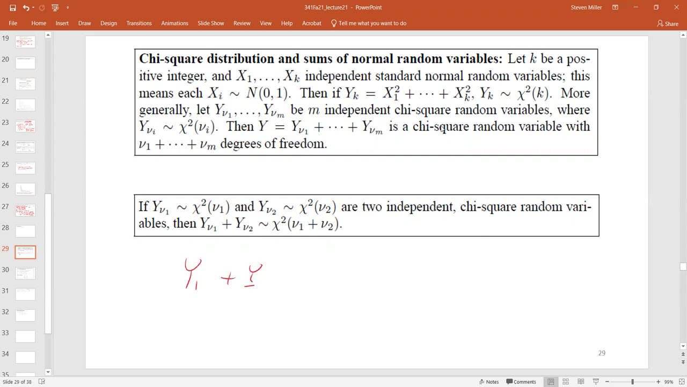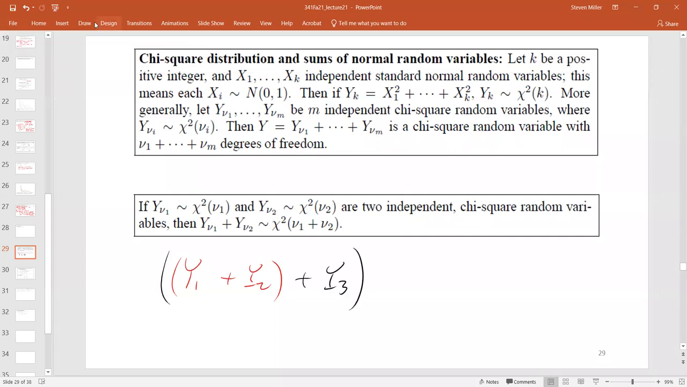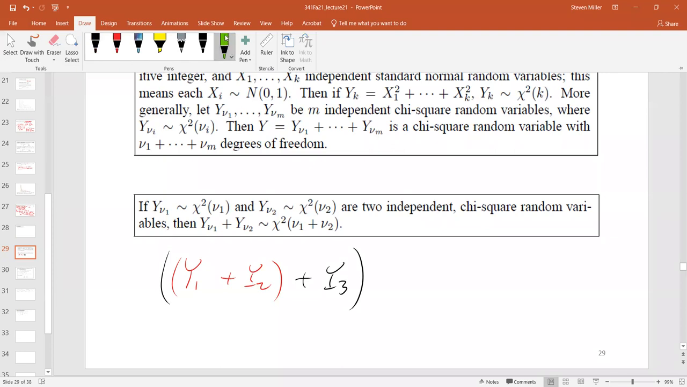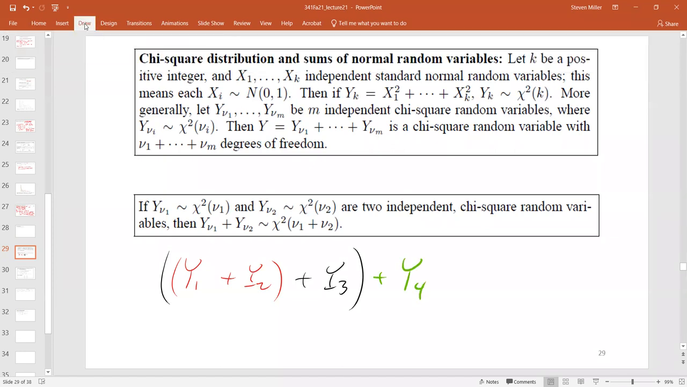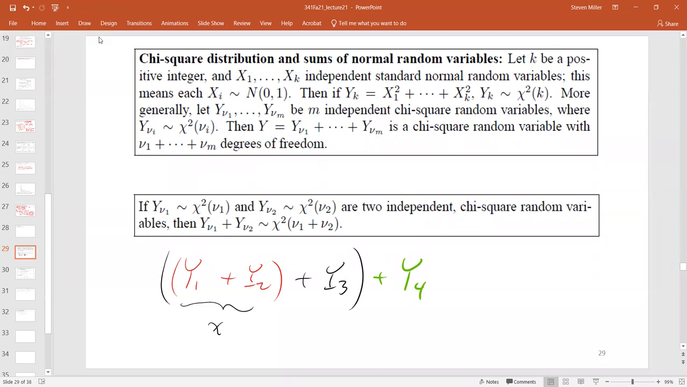So if we have y1 plus y2, I'll say plus y3 plus y4, then what we do is we just go by induction. When we sum those two, this is going to become a chi-squared with nu 1 plus nu 2 degrees of freedom. This is a chi-squared with nu 3 degrees of freedom. So by just using the sum, the sum of these would be chi-squared with nu 1 plus nu 2 plus nu 3 degrees of freedom. And so on and so on and so on. Yes.